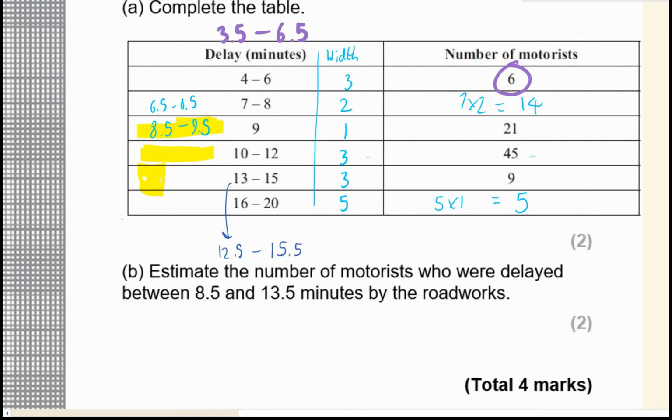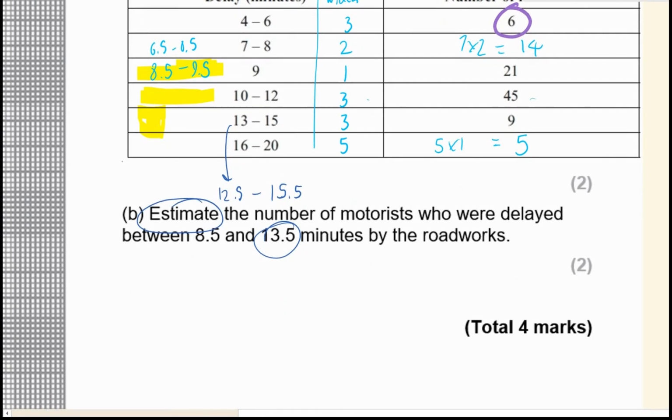So we can see that because 13.5 is 1 minute into this class and has a width of 3, we want a third of our values. Again, this thing we're doing right now is what makes an estimate and not an exact value. So number of motorists, we have 21 from here, we've got 45 from here, and then because we're a third of the class within here, we then want a third of 9, which gives us 3. Add those together, and that would be your right answer. In this case, I think it comes to 69. Okay.